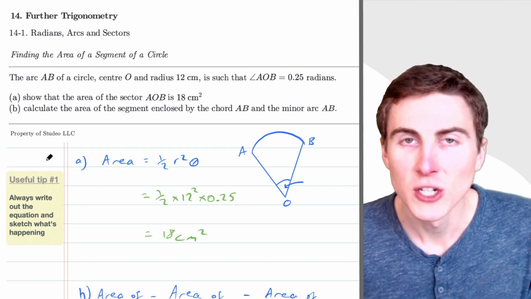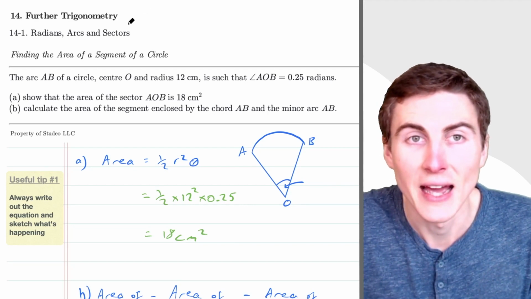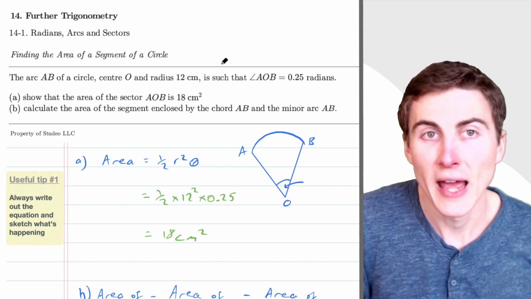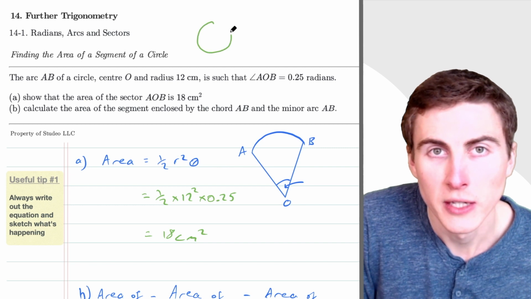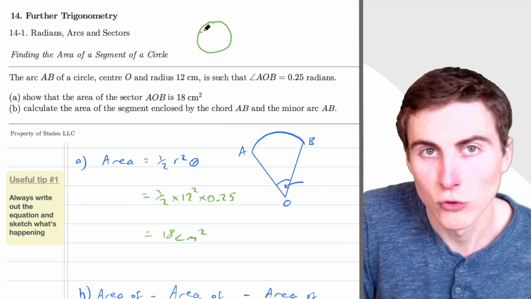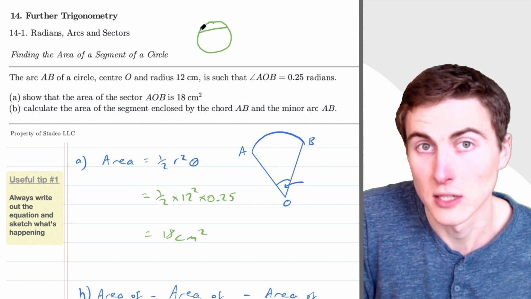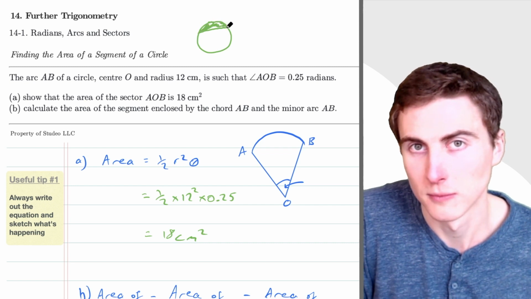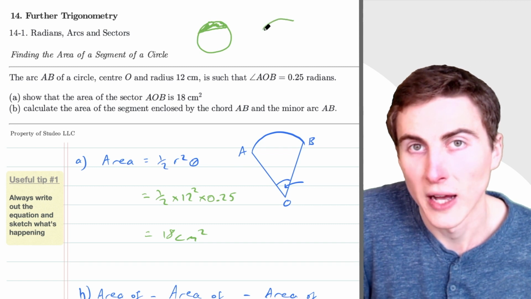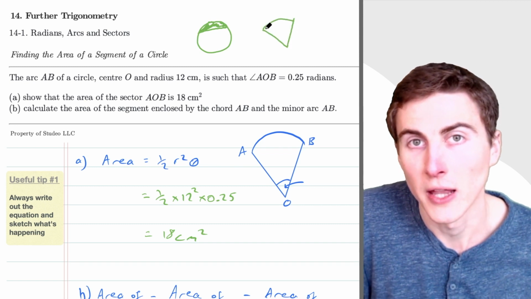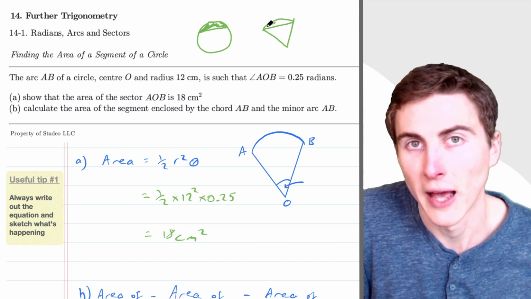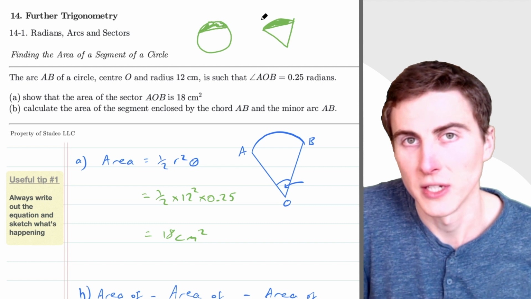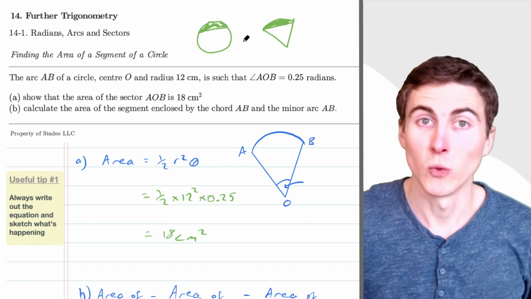Hello, in this video we're going to look at how we can find the area of a segment of a circle. And remember, a segment, if you have an entire circle, you could draw a line across like this. The line would be a chord, and this area in here is the segment. Or if you had a sector, then the line would be drawn across here, and it's this area which is your segment.